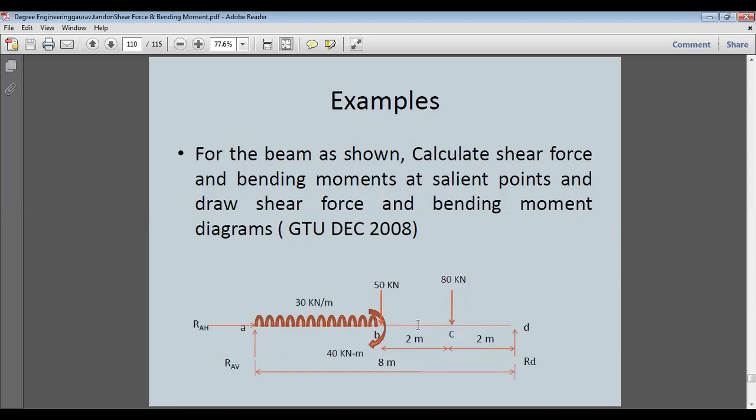So these are the critical points where loading and support are done. A and D are the supports, whereas B and C are the loading. Point loads are acting downwards, 80 kilonewton and 50 kilonewton. Then we are having a couple moment of 40 kilonewton meter also acting. The whole span of the beam is 8 meter.